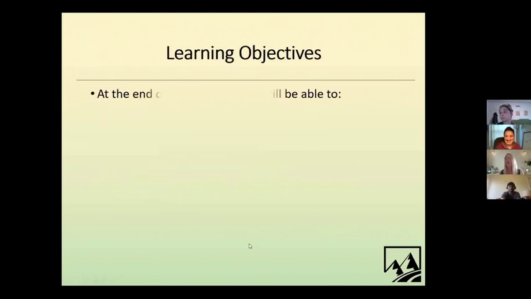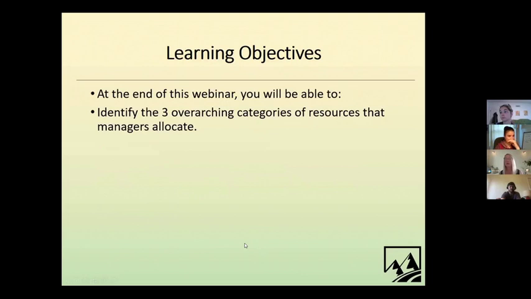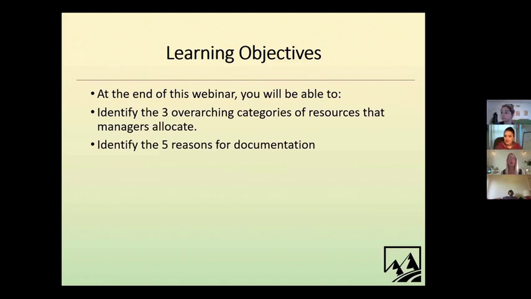Learning objectives for today: at the end of the webinar, we should be able to do several things, right? The first, we want to identify the 3 overarching categories of resources that managers allocate, okay? If we start to compartmentalize these things, we can make sure that we actually are including all the things that we need to include, and hopefully we're not missing something that's going to cause us an issue later. We're also going to identify the 5 reasons for documentation. As I just mentioned, documentation is really important, so we want to discuss at least 5 reasons why we would want to do so, and hopefully we can realize how important that documentation is. And then we want to talk about the 3 different categories to document.